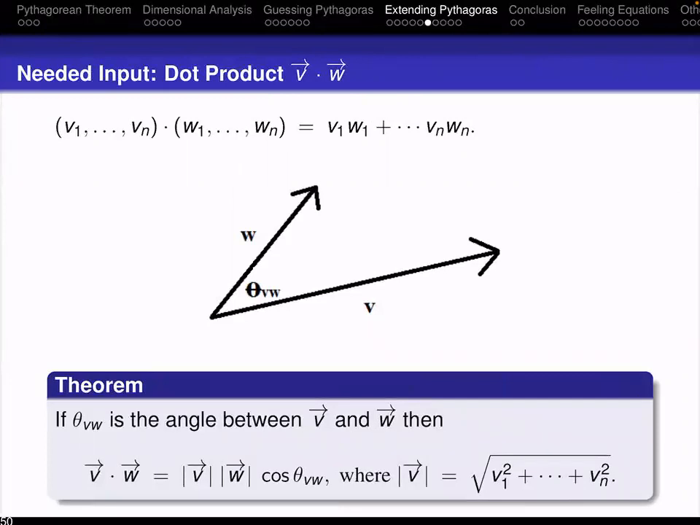So one of the inputs we need, and this is going to be one of the first things we start when we do new material, is the dot product. If I give you two vectors in Rn, where Rn is just an n-tuple of n real numbers, v1 through vn and w1 through wn, we define the dot product to be the sum of the component-wise products. So it's going to be v1 w1 plus all the way up to vn wn. And one of the big theorems we prove is that if we have two vectors v and w, and we want to calculate the angle between them, then v dot w equals the length of v times the length of w times the cosine of the angle between them.